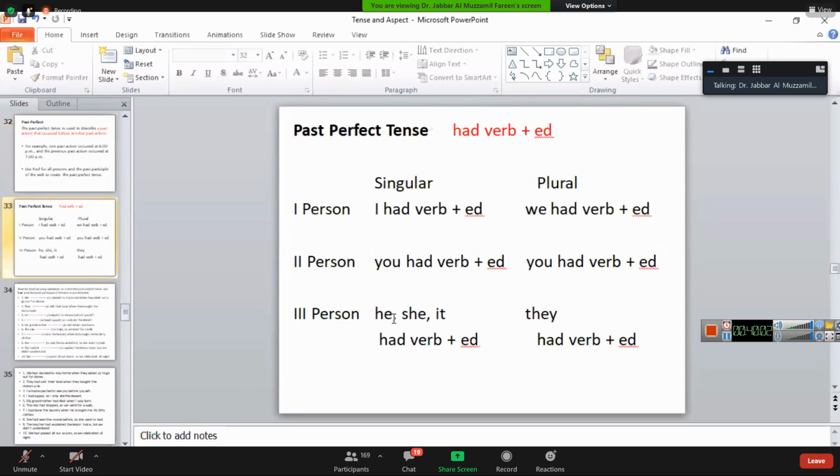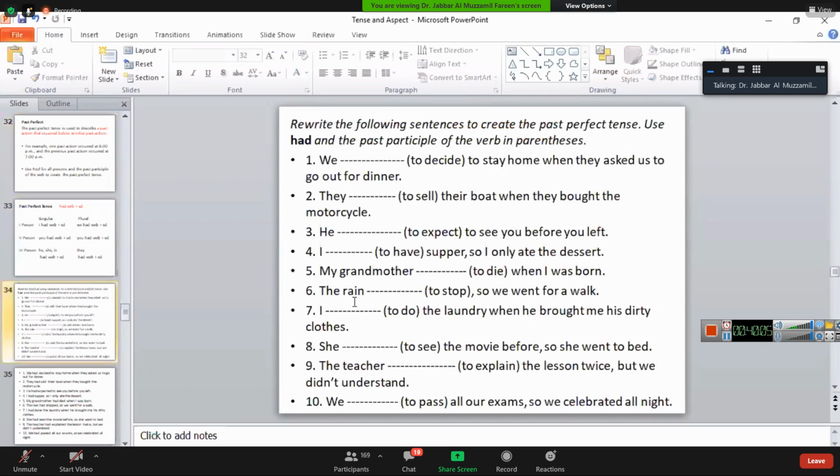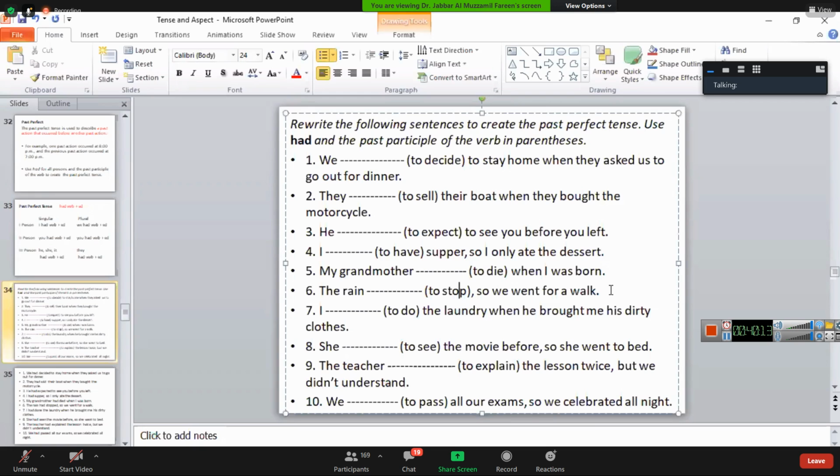So what the fellow had a problem is, the rain was stopped, so we went for a walk. It is not like that. The rain had stopped, so we went for a walk. Do you get the difference? Yes, ma'am. The rain had stopped. So whenever this perfect comes, please use the modals has, have, or had. Don't confuse yourself with is and was to be inserted with the ed form. It should be like has or had. The rain had stopped, so we went for a walk.